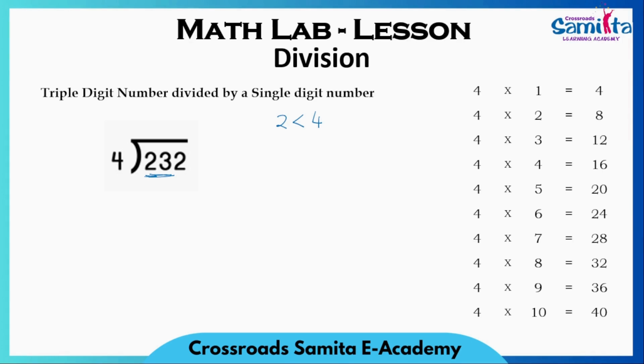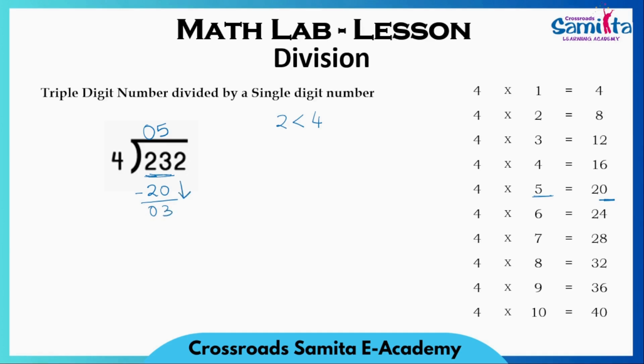4 1s are 4, 4 2s are 8, 4 3s are 12, 4 4s are 16, 4 5s are 20, 4 6s are 24. Therefore 23 will lie between these two numbers as such. So 24 is greater and 20 is lesser. Therefore 4 5s are 20. We'll have to go with this. So I am going to write it over here, or we can put 0 and then 5. So 4 5s are 20. 23 minus 20 will be nothing but 3.